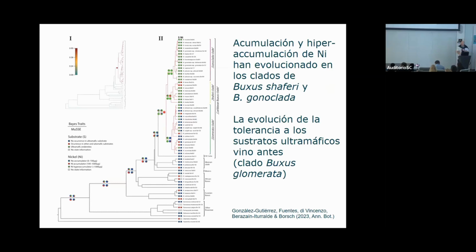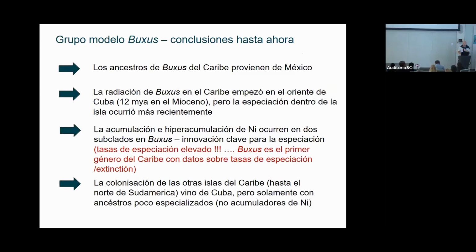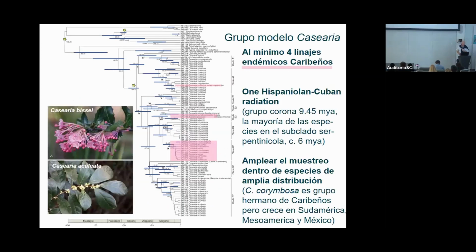Most of the endemics are really confined to nickel substrate, and it could be really shown that there is an increased adaptation to nickel, not only tolerance, but hyperaccumulating nickel, and this really fueled the speciation phase in this genus. Same patterns again, this is another genus, Cassiaria, where we again find multiple lineages of species.